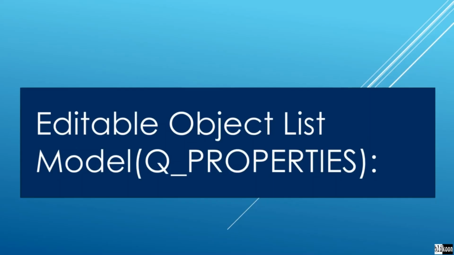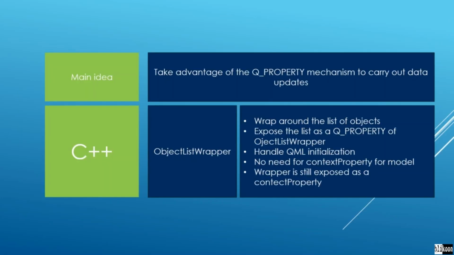In this lecture, we're going to improve on the project in the last lecture and make the changes from the C++ side propagate to Qt Quick using the Q properties system. The main idea here is very different from what we did in the last lecture. In the last lecture, we were using context properties to let Qt Quick know of the changes on the C++ side. This time, we are using Q properties.